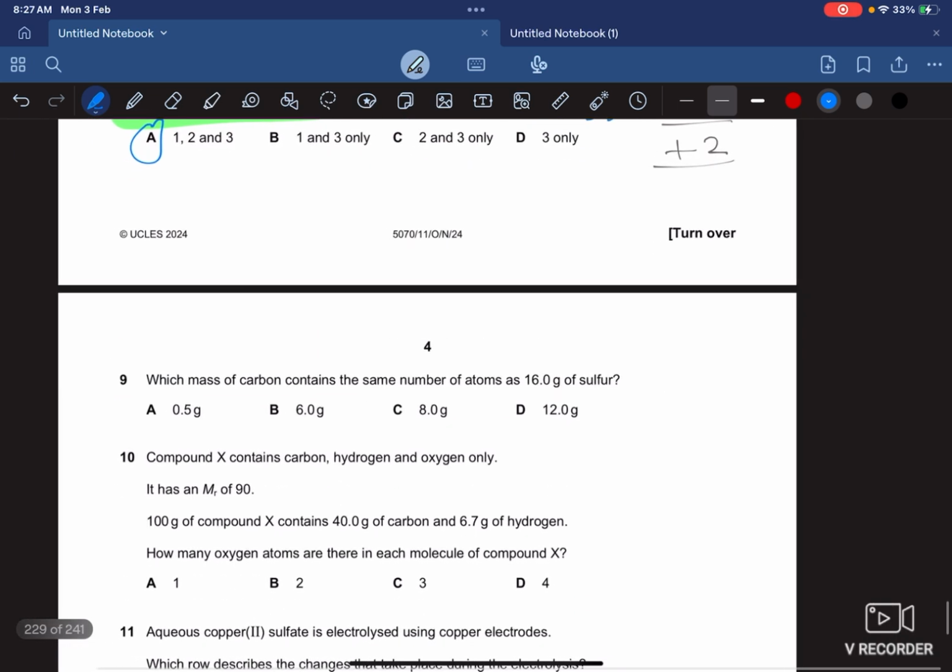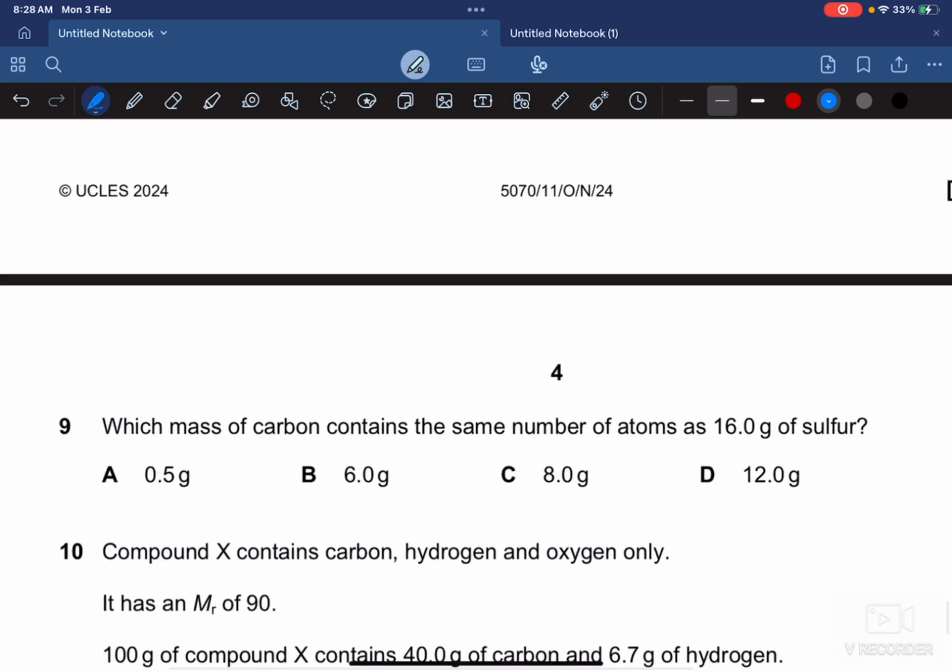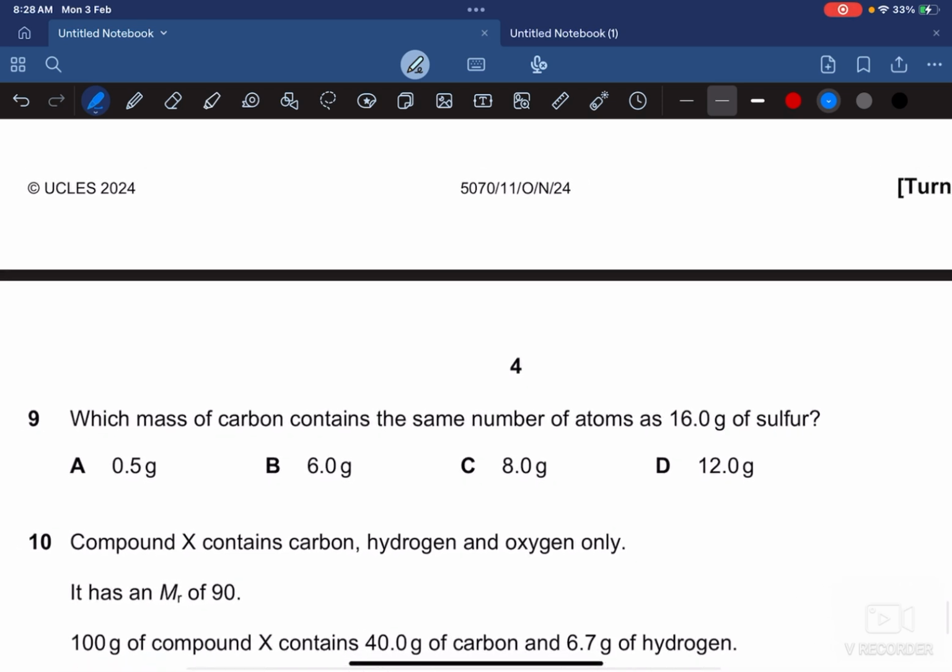Now let's move on to MCQ number 9, which says: which mass of carbon contains the same number of atoms as 16 grams of sulfur. Okay, for this you have to use the ratio method.